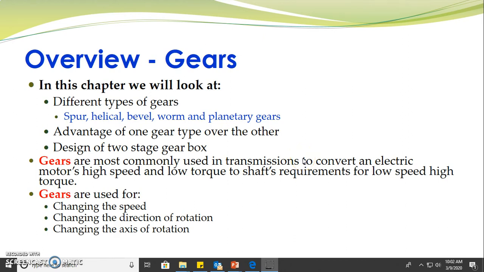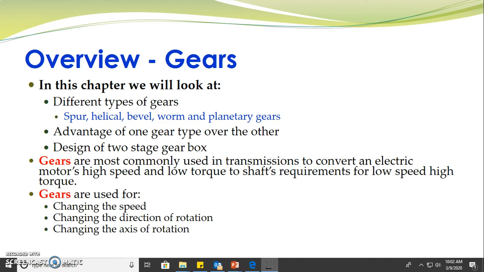In this chapter we will look at different types of gears, for instance spur, helical, bevel and worm gears, and look at planetary gear systems. We'll also look at the advantage of one gear over the other, and finally look at the design of a two-stage gearbox.